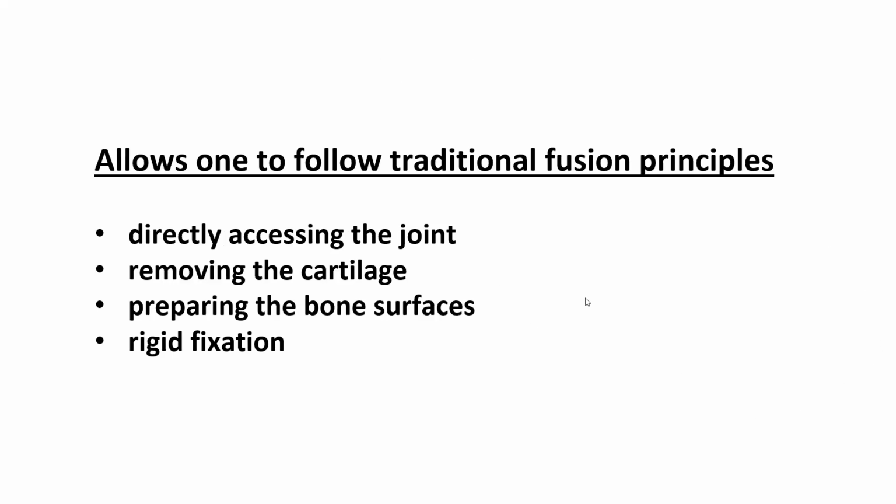The unique feature of the posterior-inferior approach is it allows direct access to the articular portion of the joint where you can remove the cartilage under direct visualization or indirect and prepare the bony surfaces as we do in traditional orthopedic joint fusions, and we can also add rigid fixation.